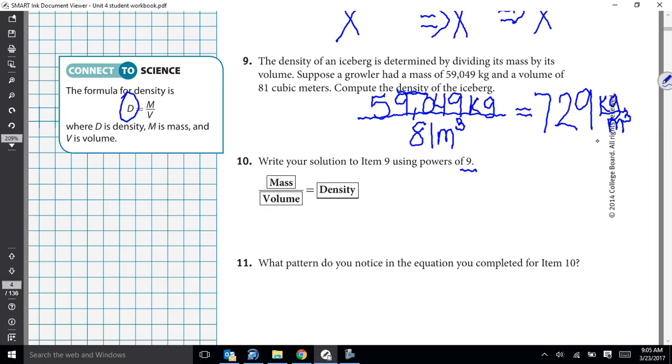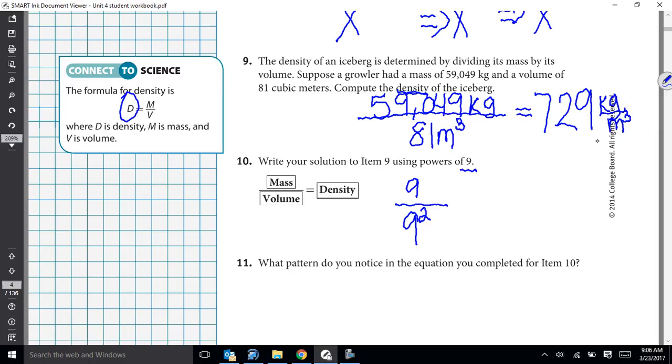Let's start with 81, so that's probably the easy one. How do we write that when we have a base of 9? 9 squared. For 81, 9 squared, right? So our volume is going to be 9 squared. All right. So now 59,049. 9 times itself how many times gives us that? How do we figure that out?